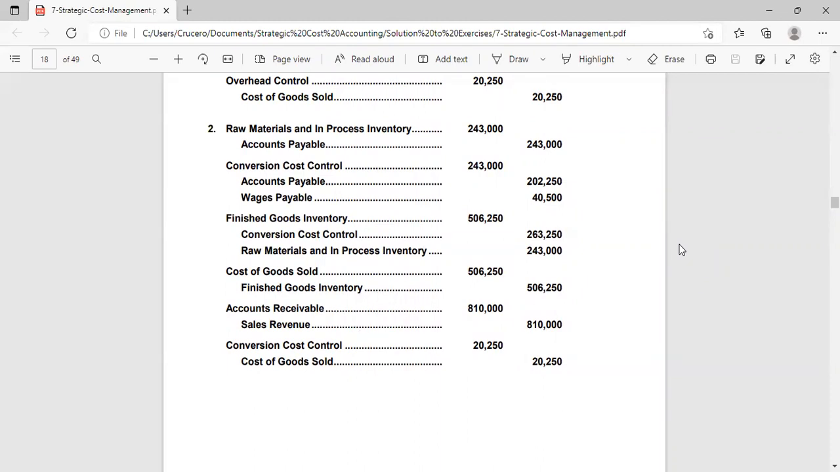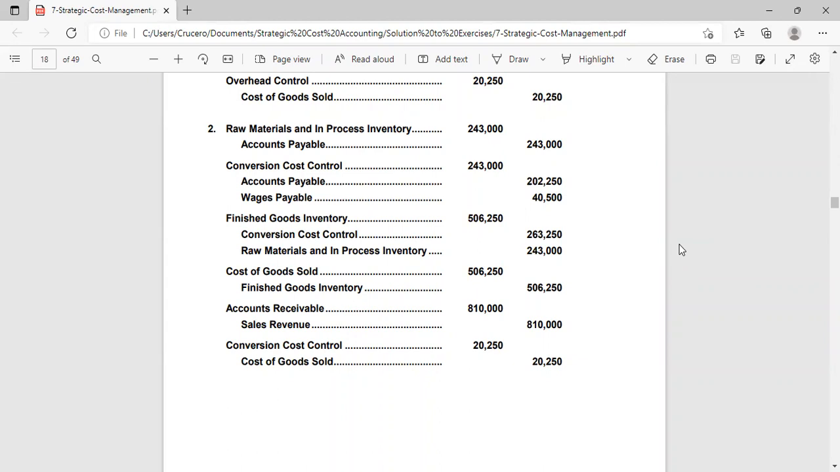So we now debit finished goods inventory and credit conversion cost control for 263,250. That's the sum of your factory overhead applied of 222,750 and direct labor cost of 40,500. And we now close raw materials and in-process inventory for 243,000.